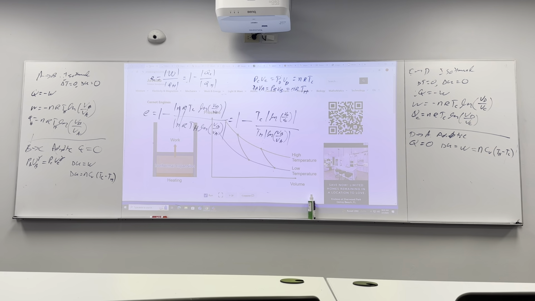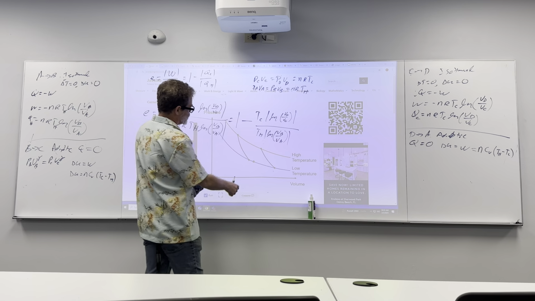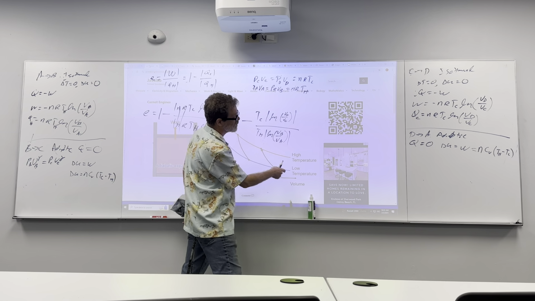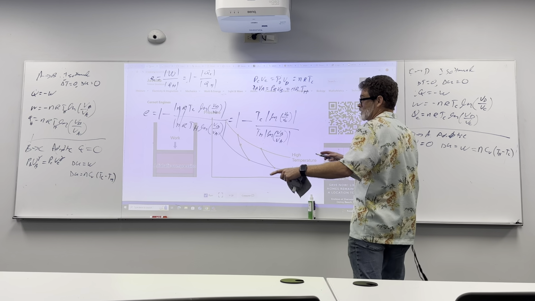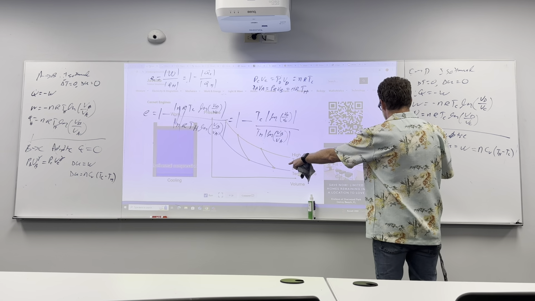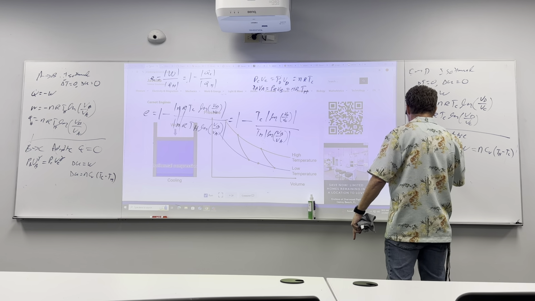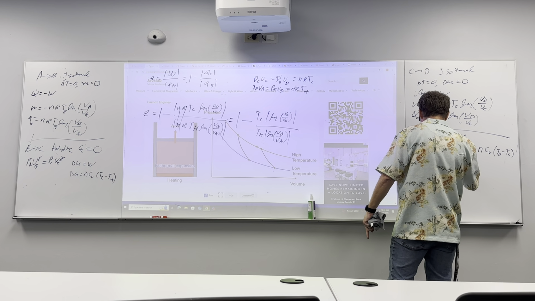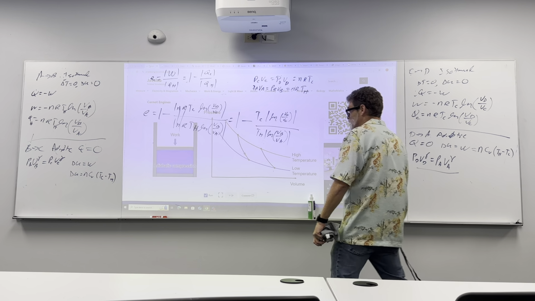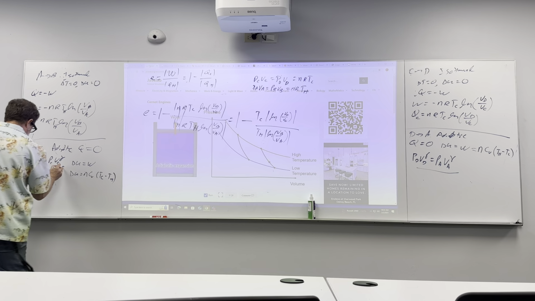Correct? Are you with me? I just used the ideal gas law. Now, these here are connected by the adiabatics, which I have one over there. I need to write the other one. The other one is PD VD to the gamma equals PA VA to the gamma. So I'm going to need these in just a minute.